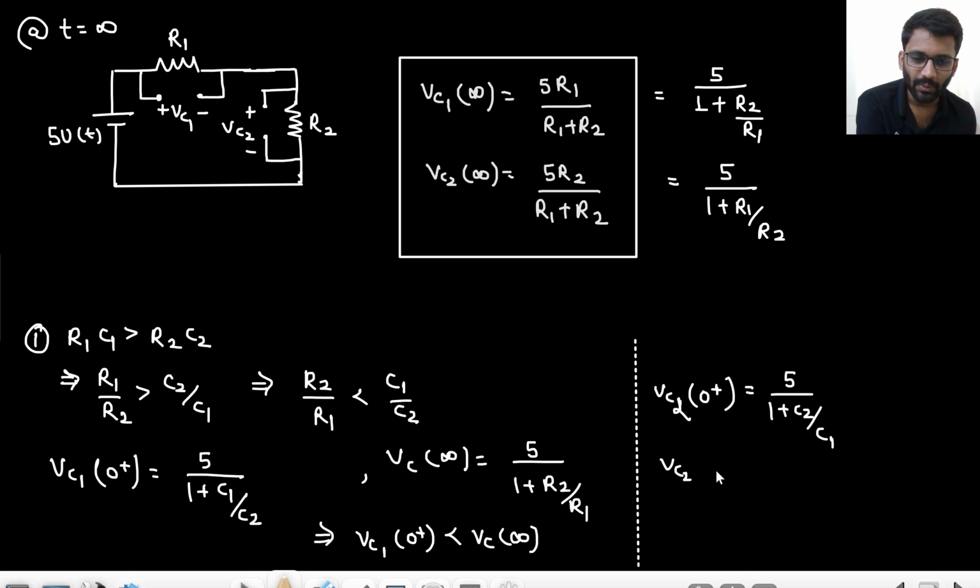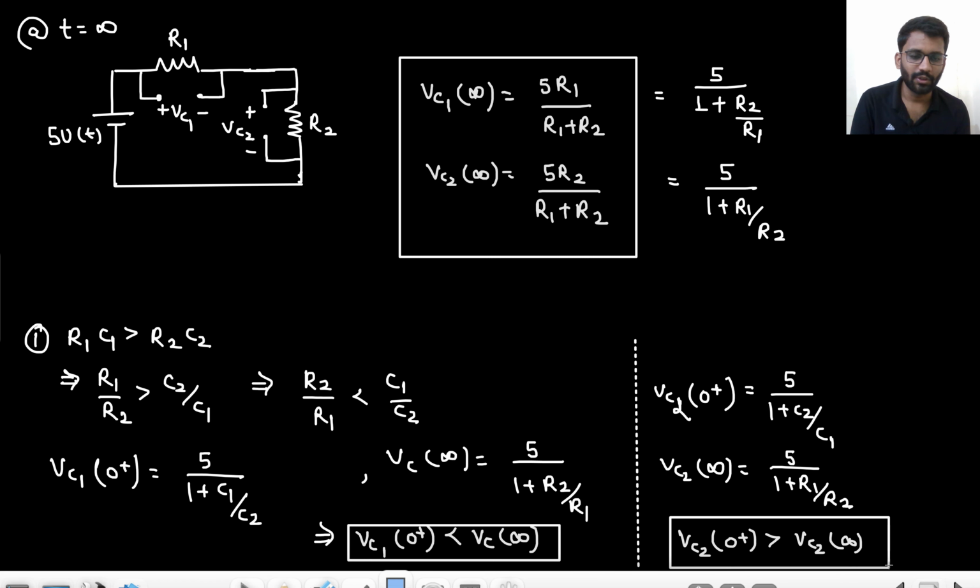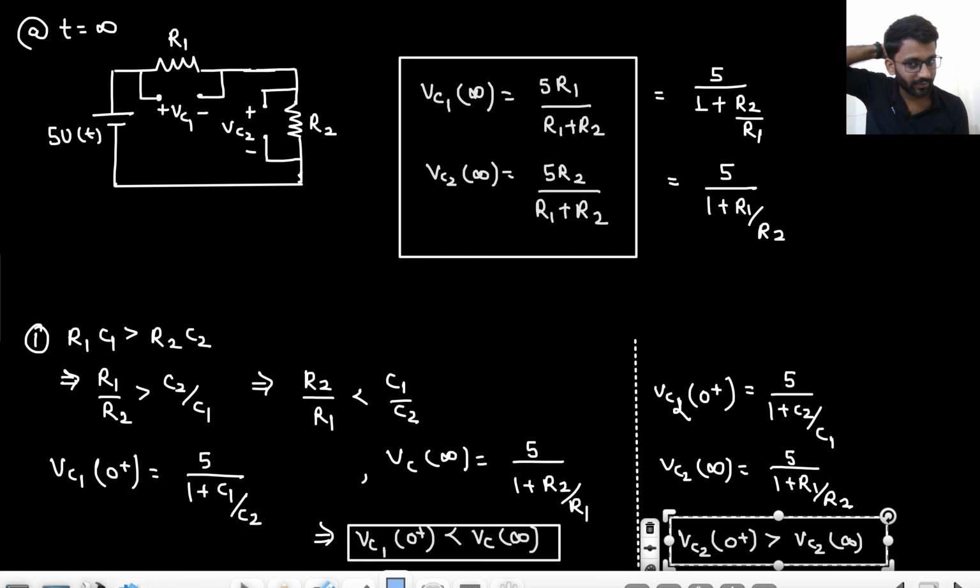And what was VC2 at t equals infinity? That was 5 upon 1 plus R1 by R2. So tell me, which value is larger? Look, R1 by R2 is greater than C2 by C1. This value is greater, so that means the overall value is lower. So that means VC2 at 0 plus is greater than VC2 at infinity.